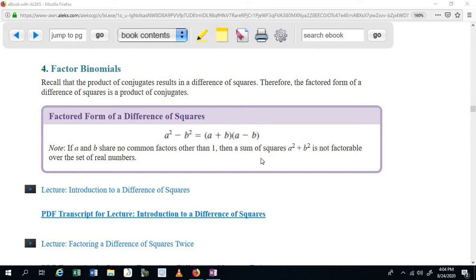So what we're going to do in this section is start with the form a squared minus b squared, and factor it back into the factored form, a plus b times a minus b. Now you should be aware that there isn't a special formula for factoring a squared plus b squared, because it's not factorable.